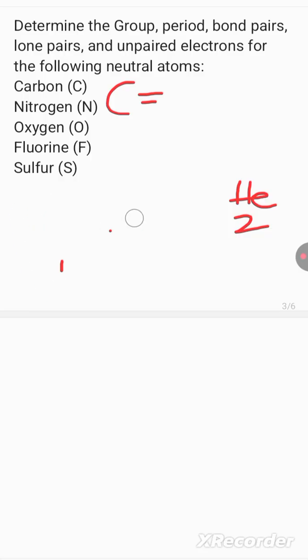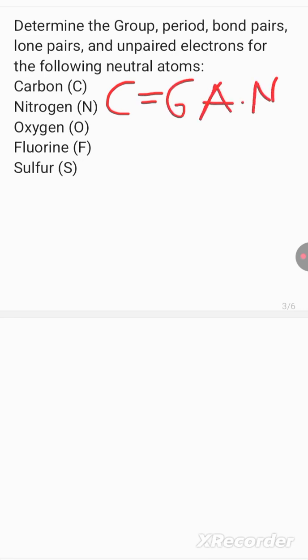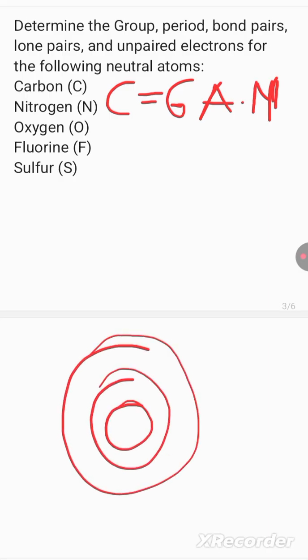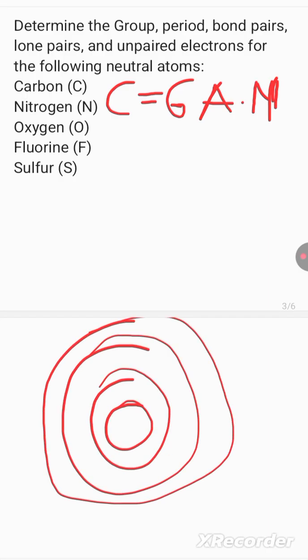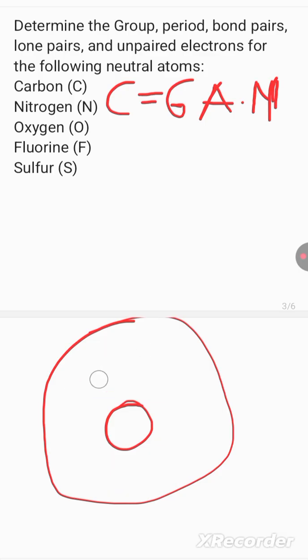So now carbon has 6 as its atomic number. That means we are going to draw the shell for 6. This is what we call the shell, and you write it like this. If you open your chemistry textbook, you will notice something like this. All these circles, we call them shells.